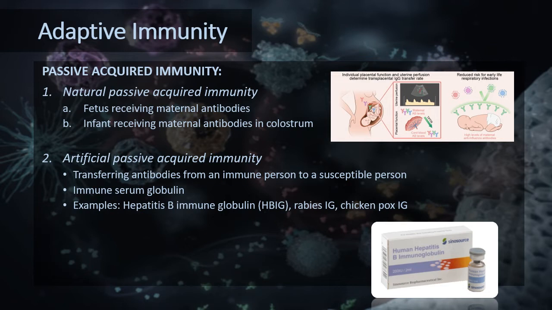In contrast, artificial passive acquired immunity involves transferring of antibodies from an immune person to a susceptible person, for example, in plasma donation. And you also have immune serum globulin that is developed in laboratories and uses purified animal antibodies. So examples are the hepatitis B immunoglobulin, rabies immunoglobulin, and chickenpox immunoglobulin.